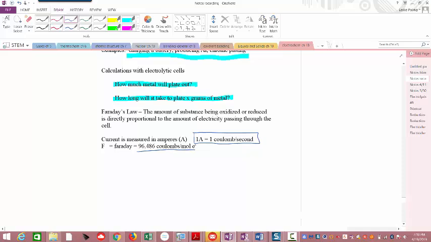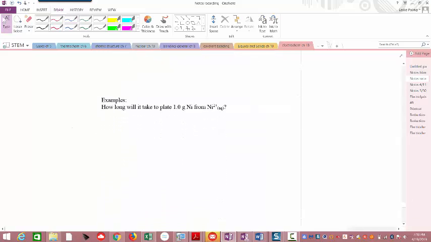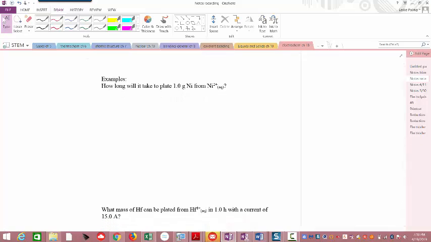So if we want to know how much metal will plate out, we need the time and the amps. So let's look at some examples. So, how long will it take to plate this? Well, this question's incomplete. We need the amps. So let's say we want to know how long it will take to plate 1 gram of nickel from nickel ions if we are running at 3 amps.